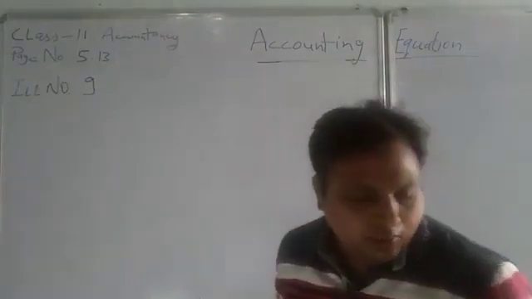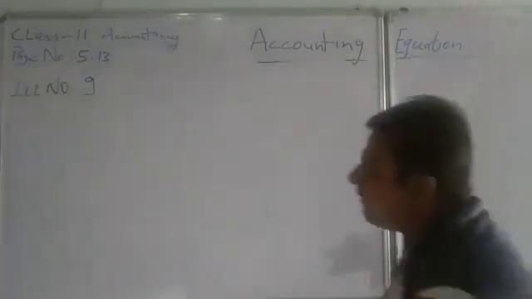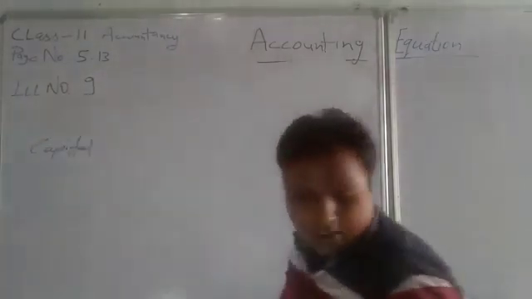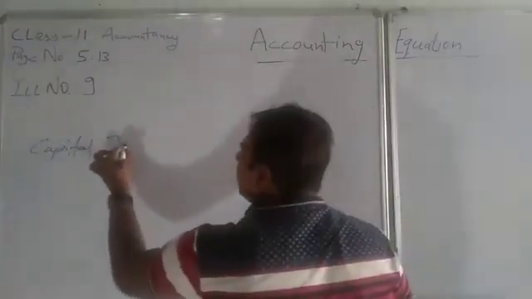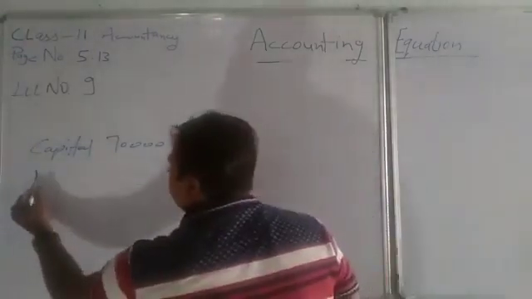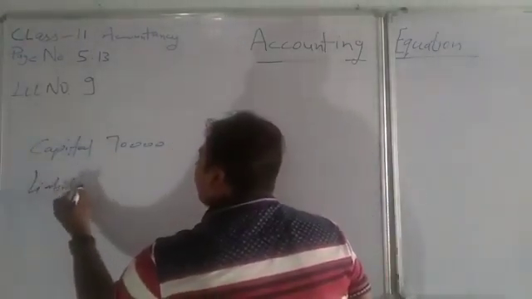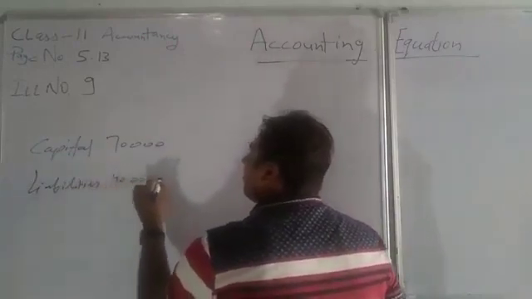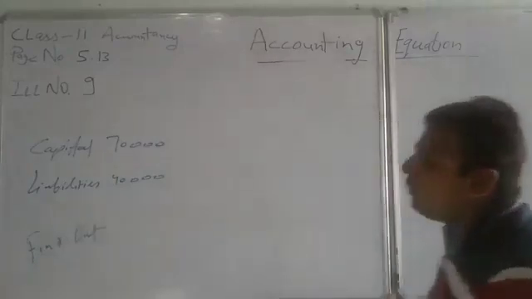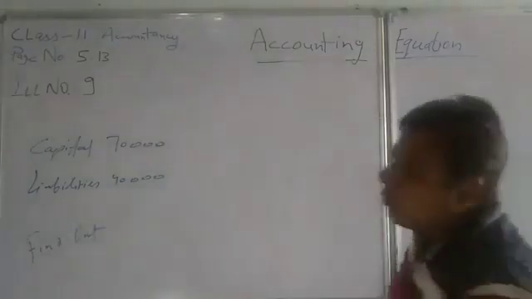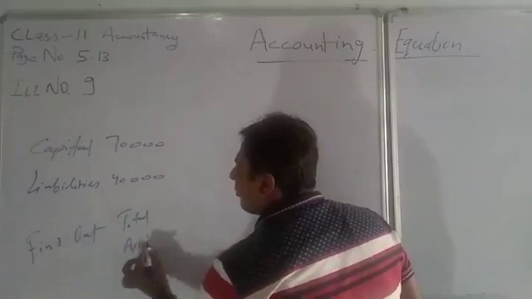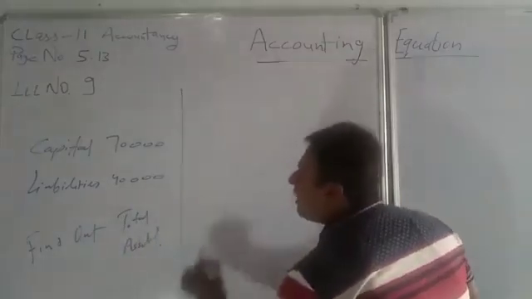Okay, so the question with us: capital is given to us, 70,000, and liability is given to us, 40,000. And we are asked to find out what? Total asset.